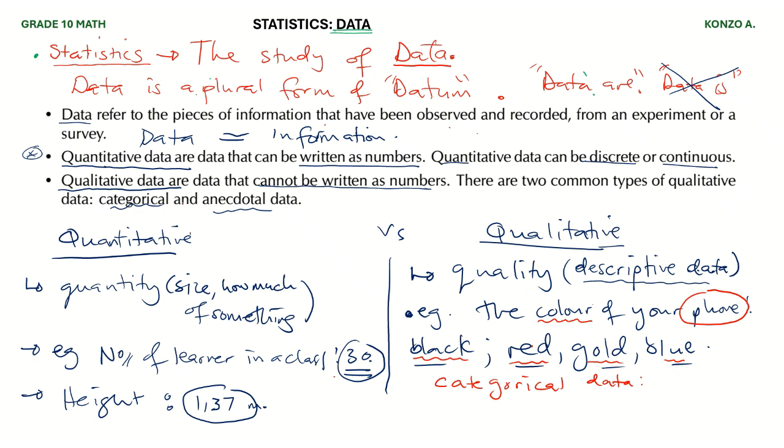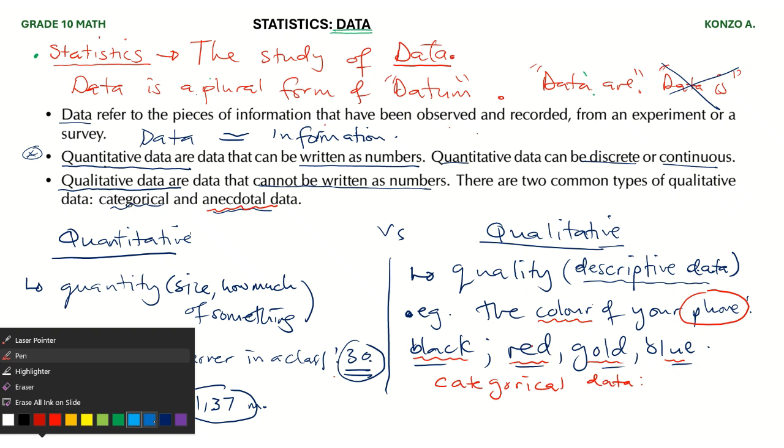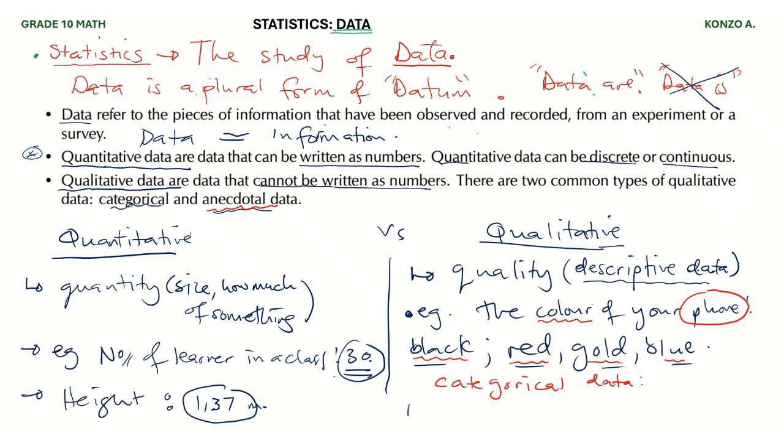And the other piece here of your qualitative data that's missing is anecdotal. This is all about opinions. So we're not going to waste too much time on that one. Anecdotal data is all about people's opinions.